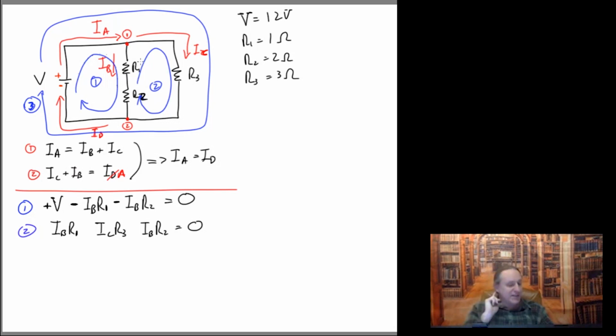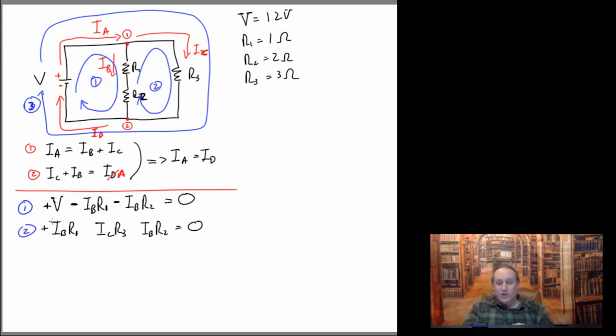Going, did you say against it? Yes, I'm going against it because IB goes down, but my loop direction is going up at that point. Since I'm going against the current, it's like getting in a river and walking against the current. It's hard to go against the current. You're going uphill, so you get a plus sign.